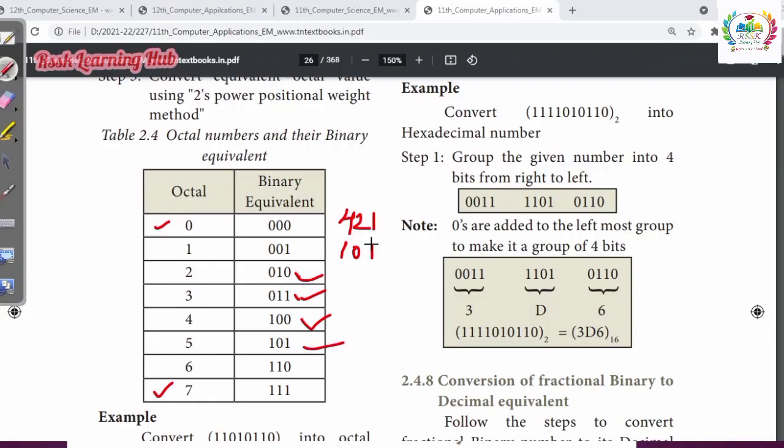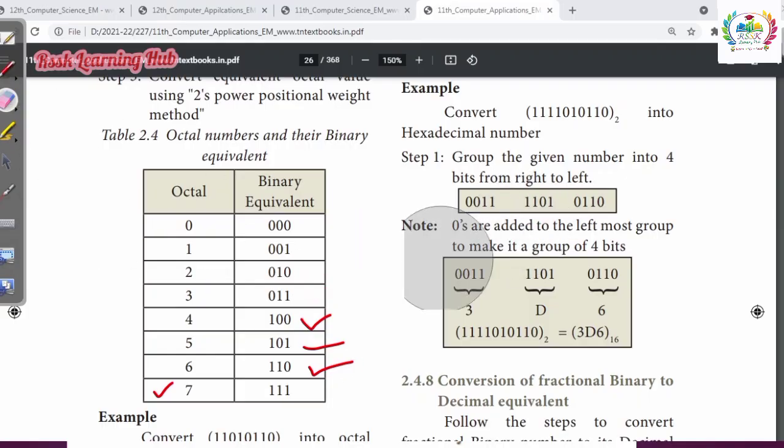Next coming to 6. 4 and 2 we have to make it as 6. So the 4 value is 1, the 2 value is 1, then 0. So 110 is the answer for 6. 7 means all 3 bits are 1. All the values are 1, then it is 7. Okay, so this is the equivalent.